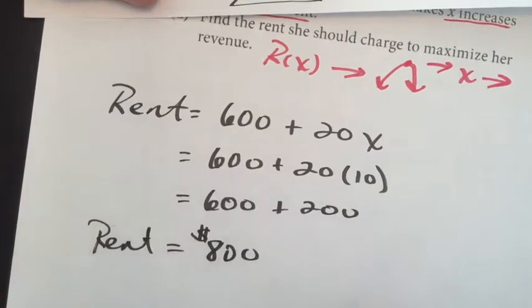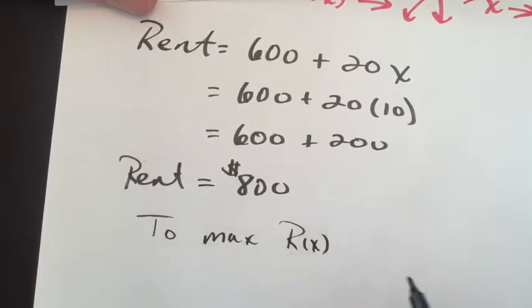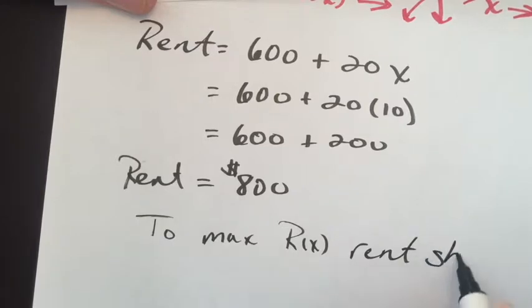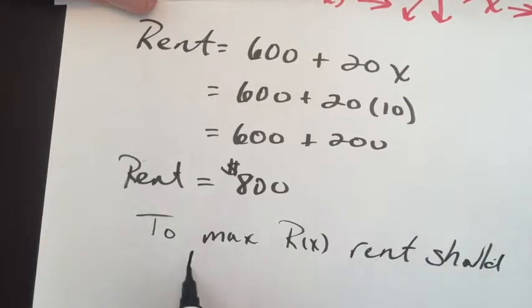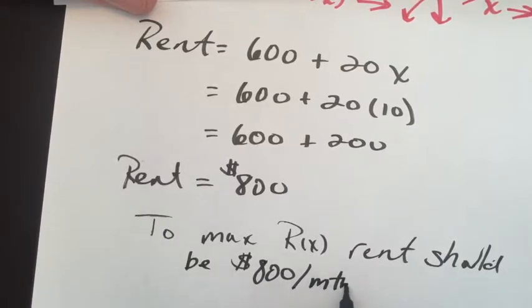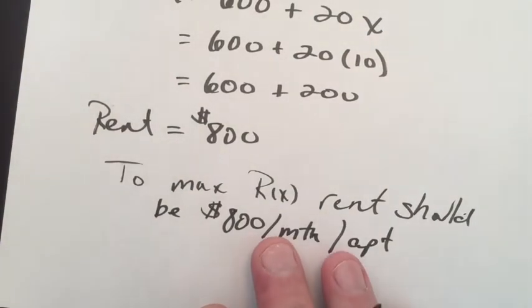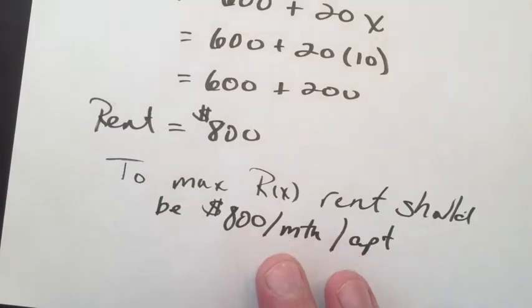And then we can write a summary sentence. To maximize revenue, rent should be $800 per month per apartment. And we're done. That takes care of our apartment rental problem.